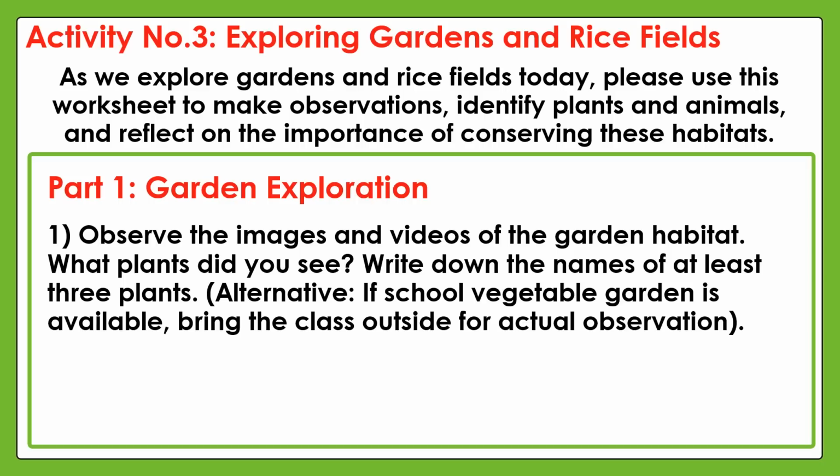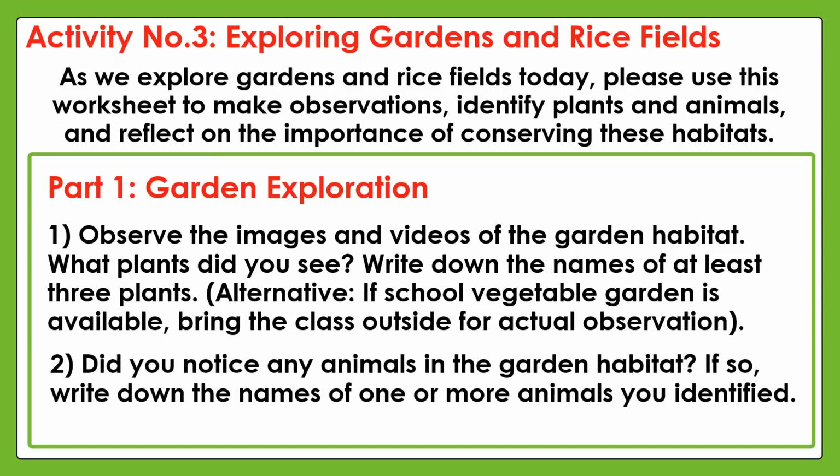Alternative, if a school vegetable garden is available, bring the class outside for actual observation. 2. Did you notice any animals in the garden habitat? If so, write down the names of one or more animals you identified.